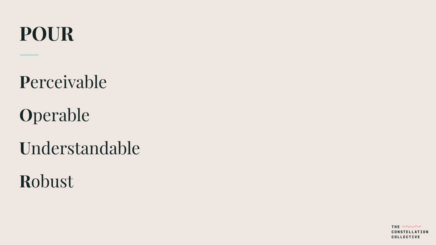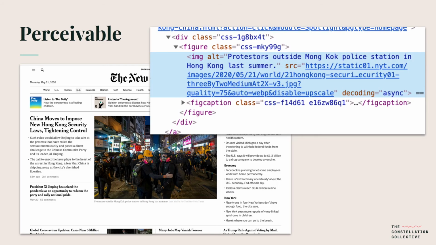The WCAG is broken into 4 sections, which help to categorize the conformance criteria, and they're known by this acronym, POUR: perceivable, operable, understandable, and robust. The perceivable criteria describe how content must be perceivable regardless of physical ability. One example we've already talked about is alt text. In this visual, the alt text reads, "Protesters outside Mong Kok police station in Hong Kong last summer." Here, the alt text is actually the same as the caption, but sometimes that won't be the case, and of course not all images have visible captions.